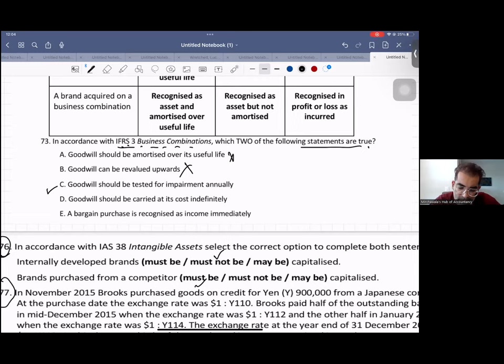No, it goes down. You need to do impairment testing. And if it is going down, remember consolidation, you need to impair. A bargain purchase is what is sometimes called negative goodwill. Remember, it is recognized as income immediately. Yes, it's your income. Gain on bargain purchase is your income.